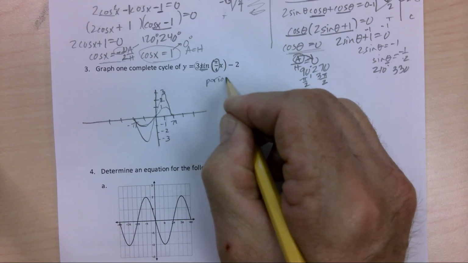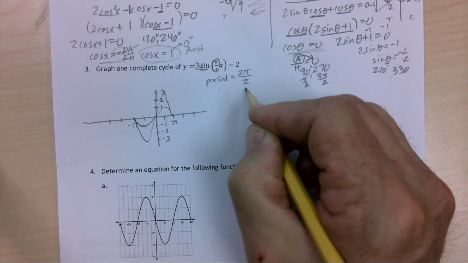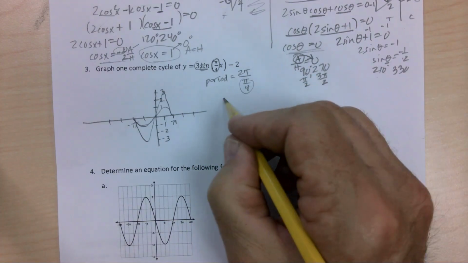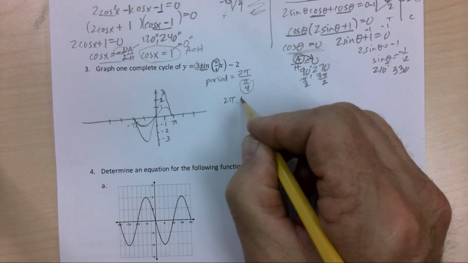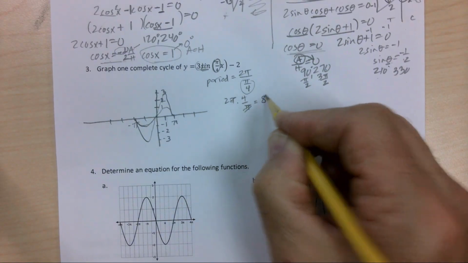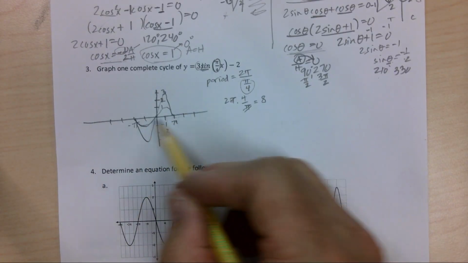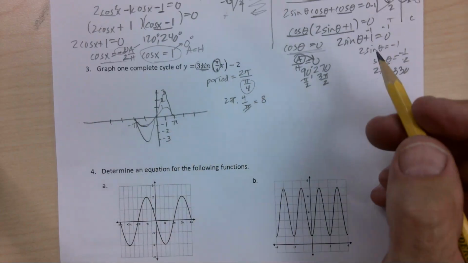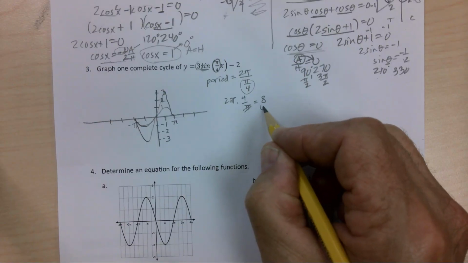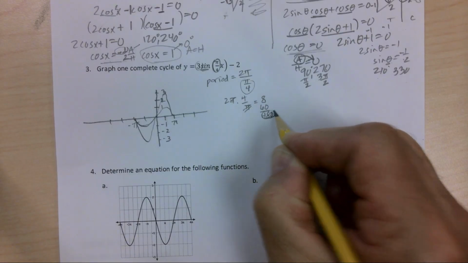the new period equals 2 pi all over B, which is pi over 4. So I'm going to multiply by the reciprocal, so it's 2 pi times 4 over pi. Pi's cancel, so I get 8. Now notice I've used pi. Maybe I should have just used radians along here, but I like to use pi. That's my habit. So 8 radians, remember 1 radian is about 60, so that's about 480 total degrees.